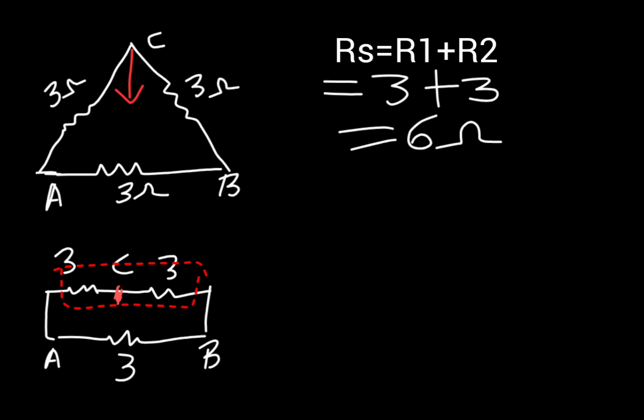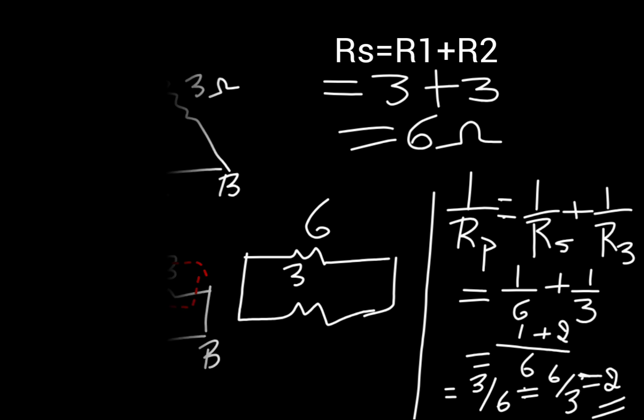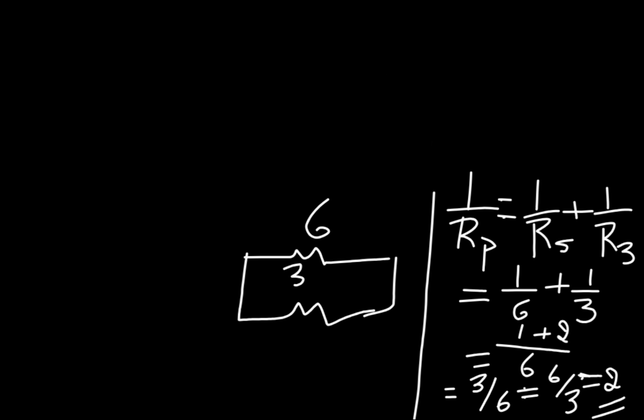Then this 6 ohm resistor and 3 ohm resistor are connected in parallel. Just substitute these values in the parallel combination formula. So for parallel combination, 1 by Rp is equal to 1 by R1 plus 1 by R2. 1 by Rp is 1 by 6 plus 1 by 3. Take the LCM for 6 and 3. It will give 6. The numerator will be 3. 1 by Rp is equal to 3 by 6. Then Rp becomes 6 by 3. If you simplify this fraction, you will get the answer 2. The equivalent resistance or effective resistance between A and B is 2 ohm.